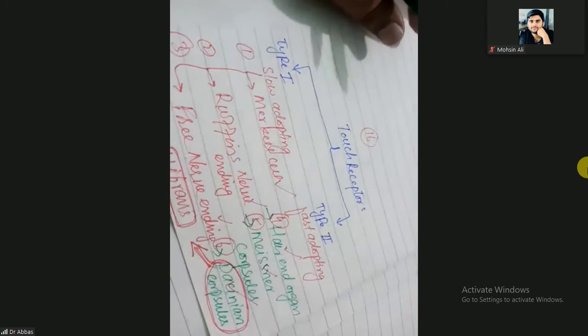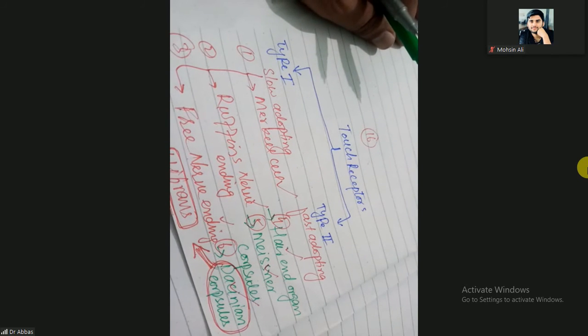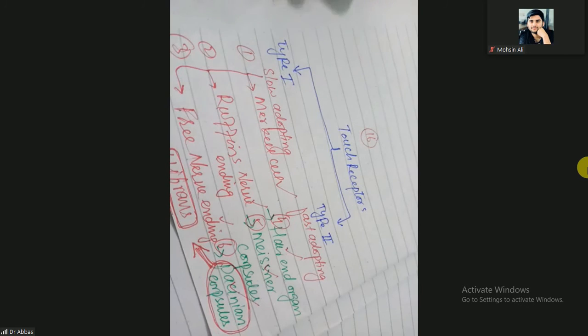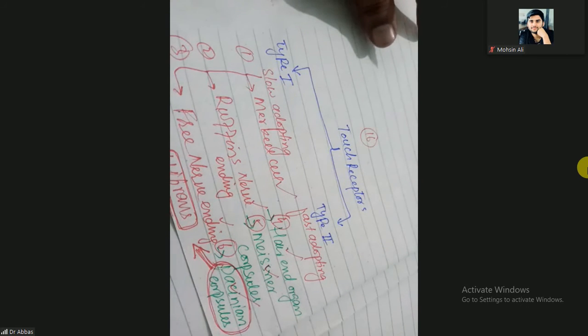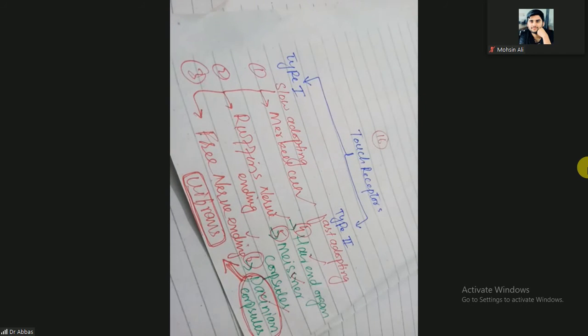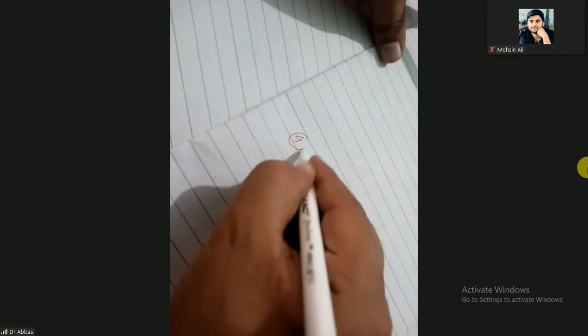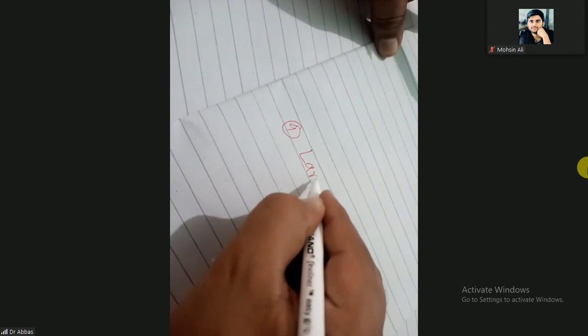So Pacinian corpuscles are important for carrying out vibration. Vibrations are carried by Pacinian corpuscles. Therefore, Pacinian corpuscles are important touch receptors. Clear? So the fourth one, the last of the cells that are present in the epidermis, cell number 4, is the Langerhans cell.